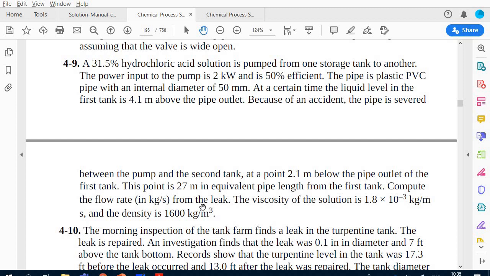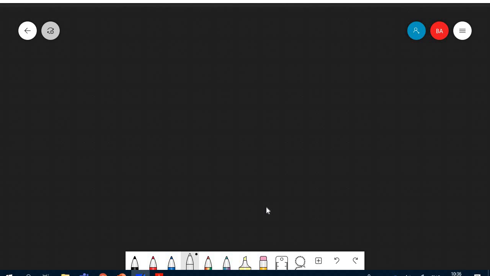Now we want to calculate the flow rate in kilograms per second, which is Qm, or m dot. We have the viscosity and the density information to calculate the Reynolds number so that we can use it for the friction factor. Okay, so what do we have? If we have the system here, we just need to get an idea about how that looks like.